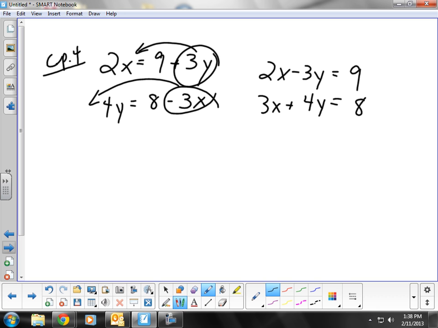This is one of the ones where you can't multiply by just one number. You've actually got to multiply both of them by something.